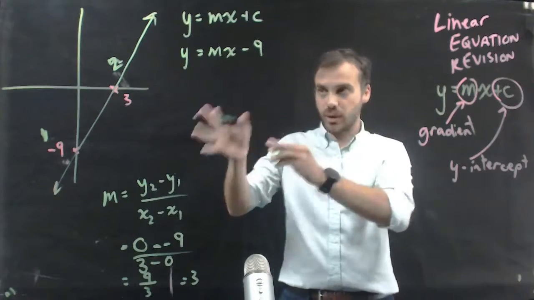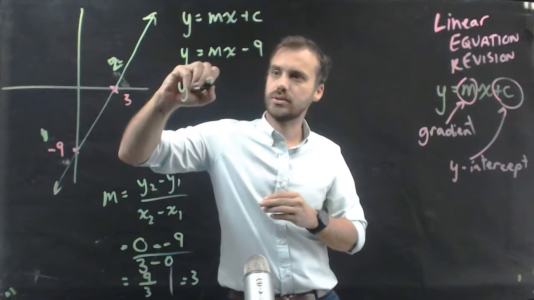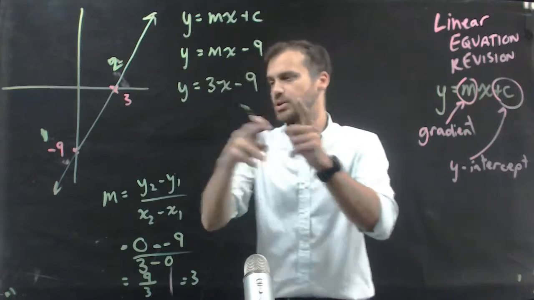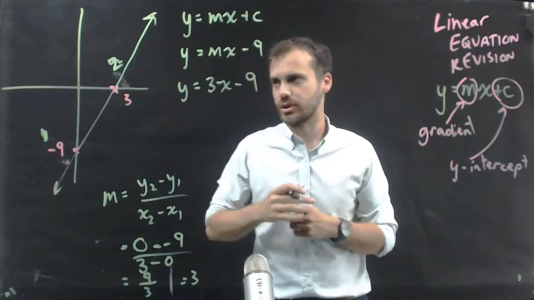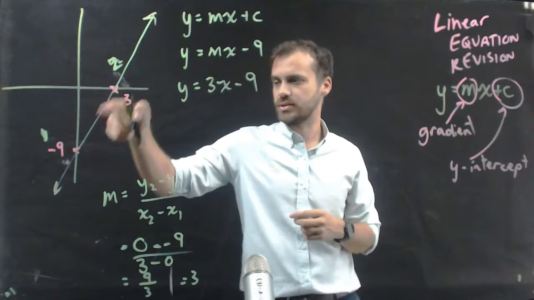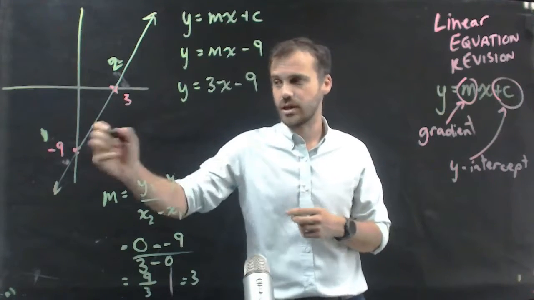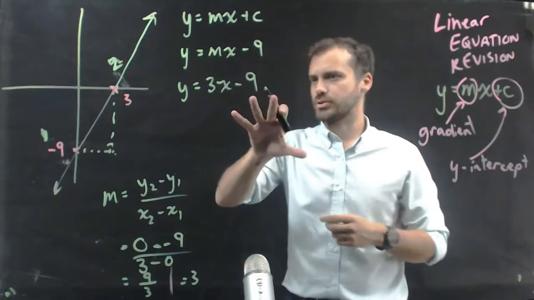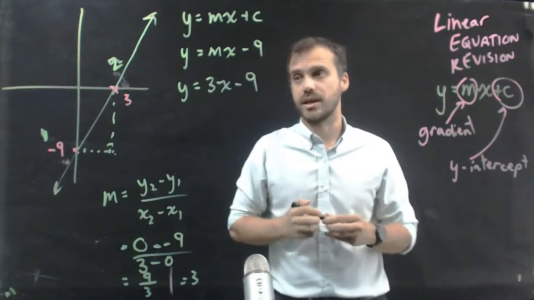So that means that the equation of this line is y equals 3x minus 9. And you can do everything that you just did to go backwards and see if that's true or not. We can see that it has a gradient, 3 up, 1 across. We should be able to see that by doing rise over run. And you can also see that the y-intercept is negative.